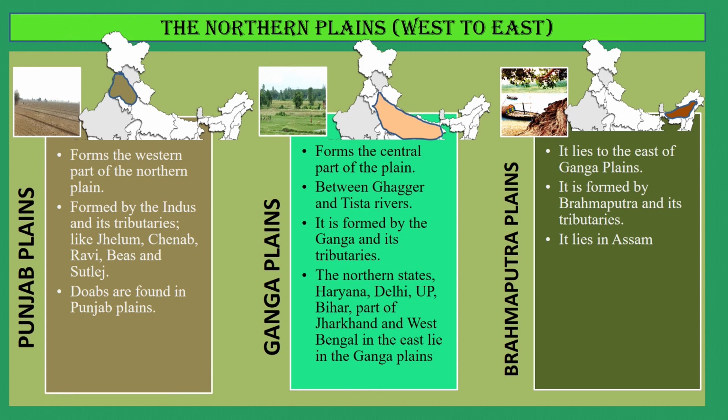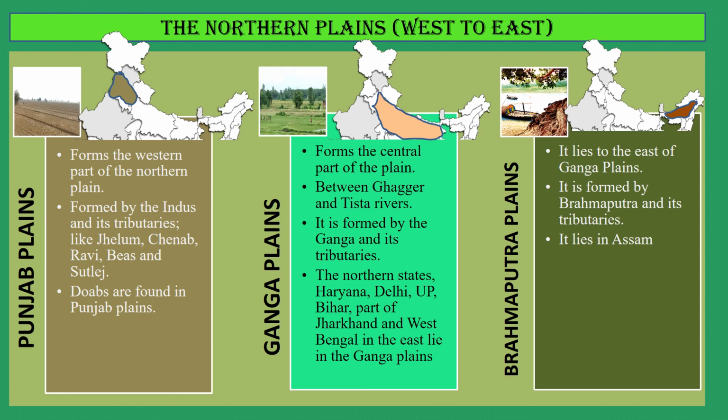From west to east, we can divide the plain into Punjab plain, Ganga plains and Brahmaputra plain. Punjab plain forms the western part. It is formed by Indus and its tributaries Jhelum, Chenab, Ravi, Beas, Satluj. All these rivers together have made this plain. Doabs are common feature found in this area of the plain.